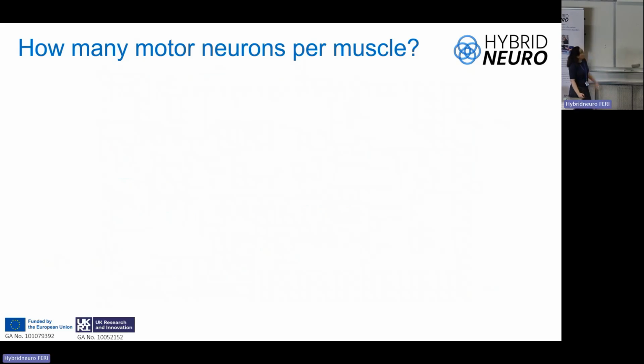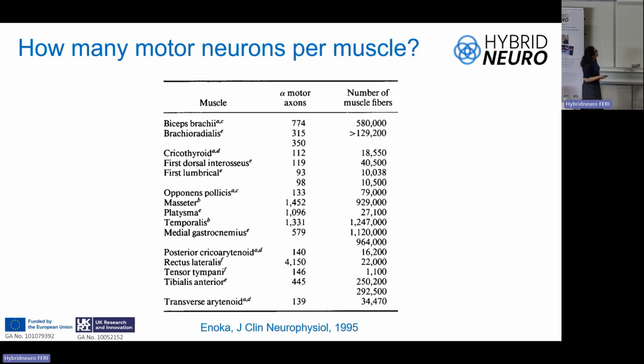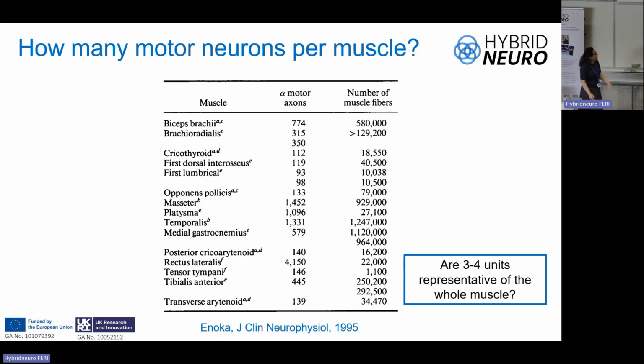So why are we not very happy with the detection of few motor units? In this table, you can see the number of motor units or motor neurons that innervate a muscle. For some muscles, like the first dorsal interosseous, it is about 100, but for a really big muscle, like this leg muscle, you have 4,000 units. This is a huge number compared to the 3, 4, 5 that we can detect with intramuscular EMG.